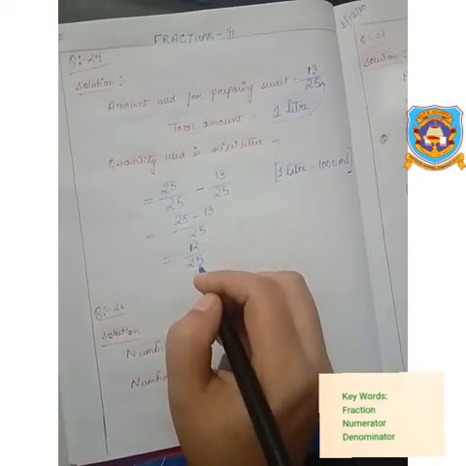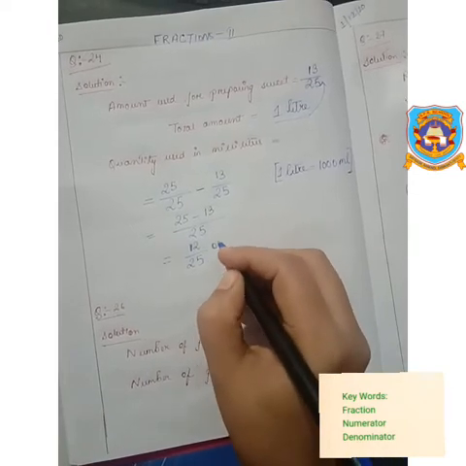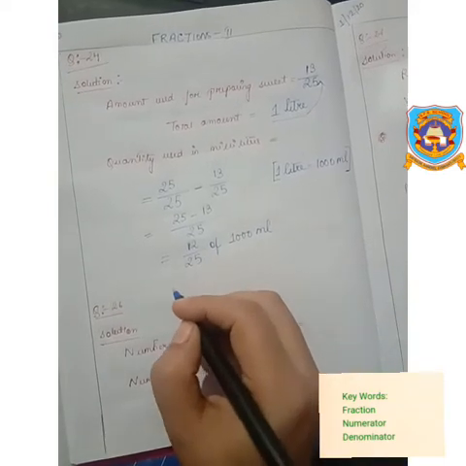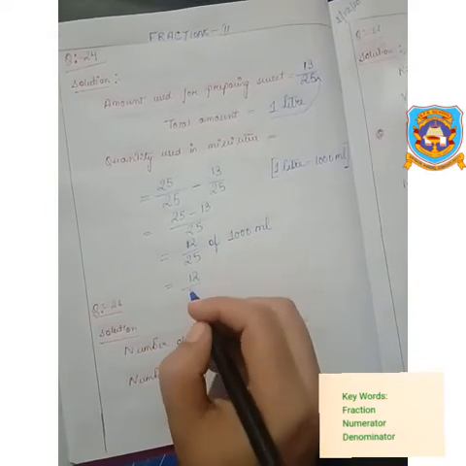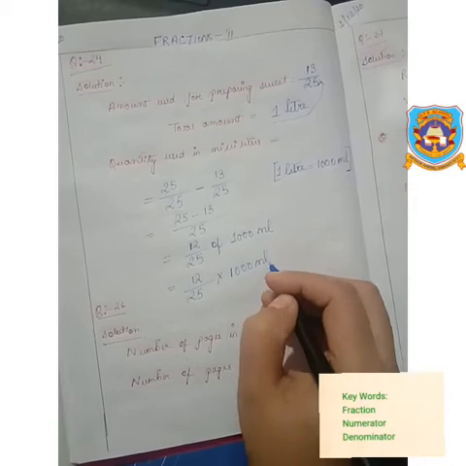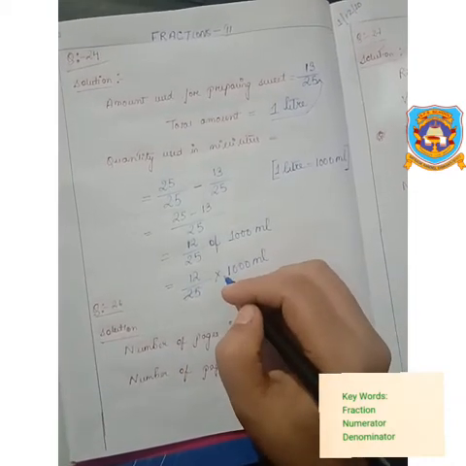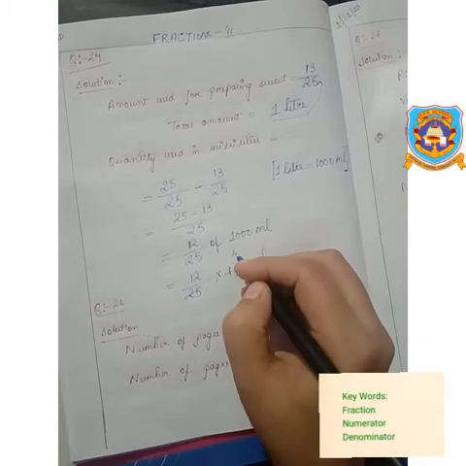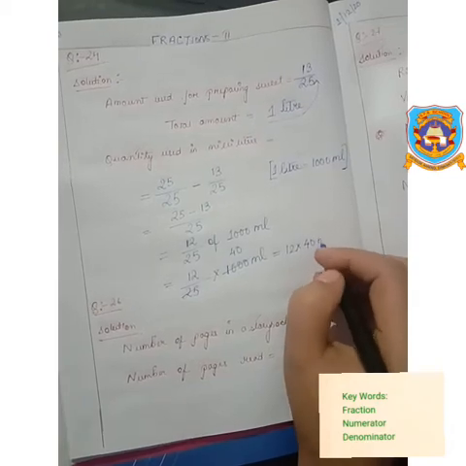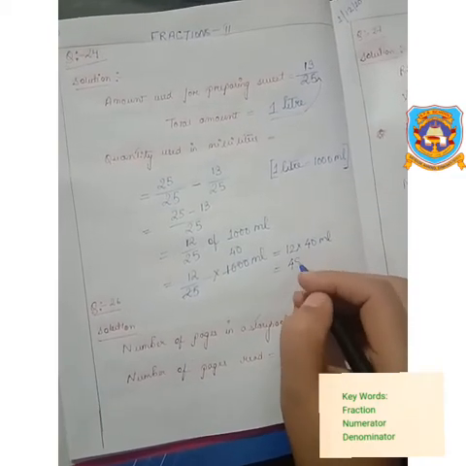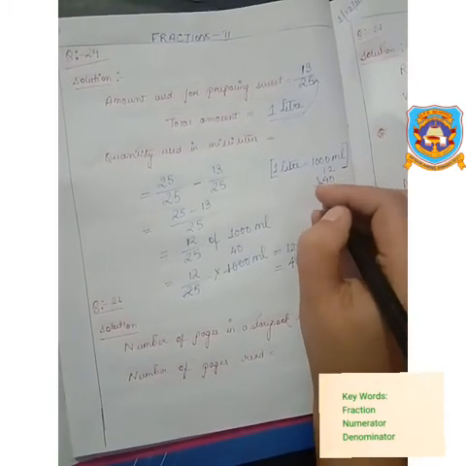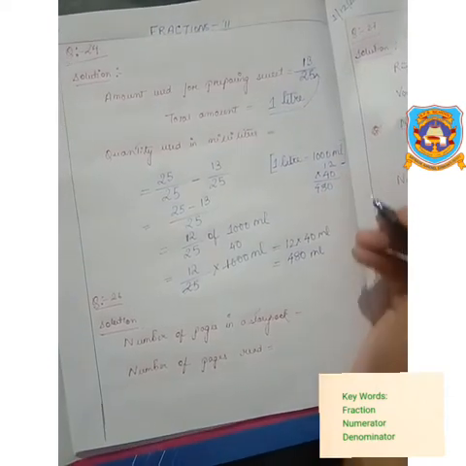Now I have to express this in milliliters, of 1000 ml. We have to find a fraction of a number here. So 12 by 25 into 1000 ml. Now if you divide the number, you will get here 40. So multiply 12 into 40 ml, you will get 480. You have to multiply 40 by 12. 4 twos are 8, 480 ml.